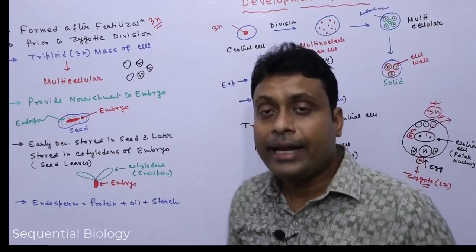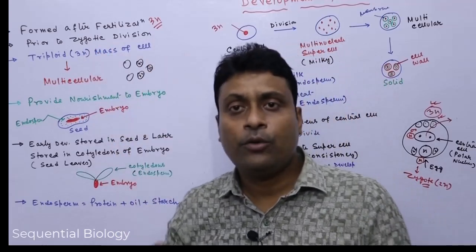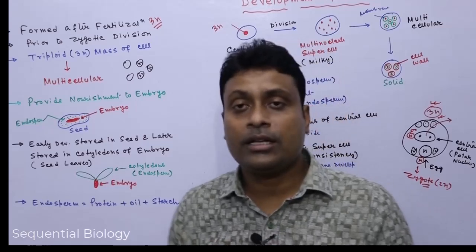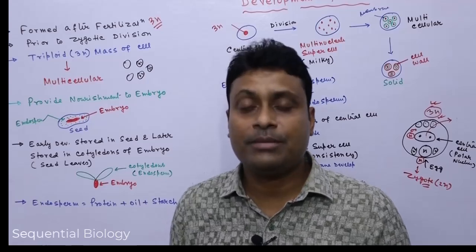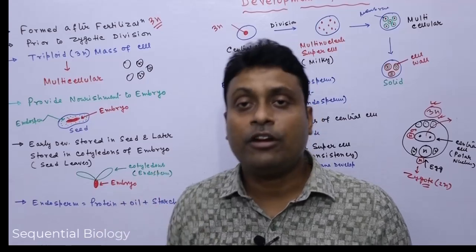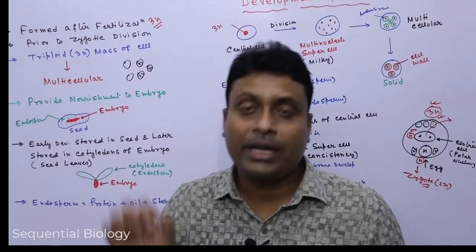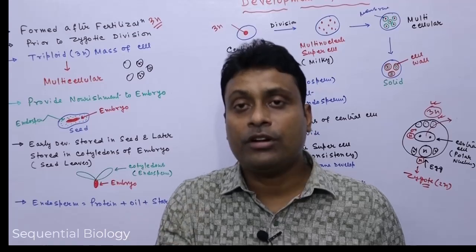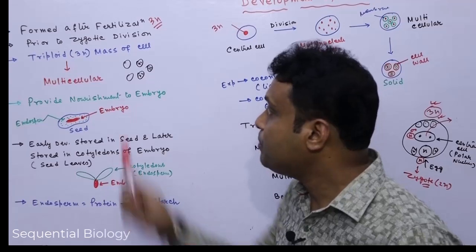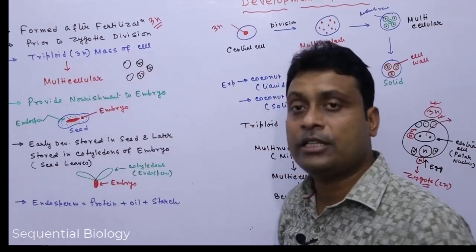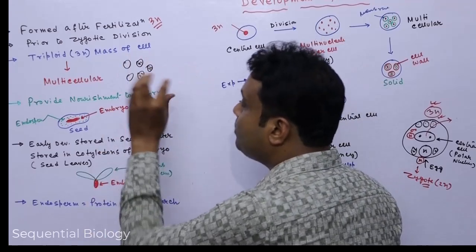Okay, and endosperm development occurs prior to the zygotic division. That means when the egg unites with the male gamete, this forms the zygote, and this zygote undergoes mitotic division. This causes the further development of the zygote and the formation of the embryo. But endosperm is formed before the division of the zygote. Now this triploid endosperm is a triploid mass of cells. Endosperm contains many cells, and all of these cells are triploid.